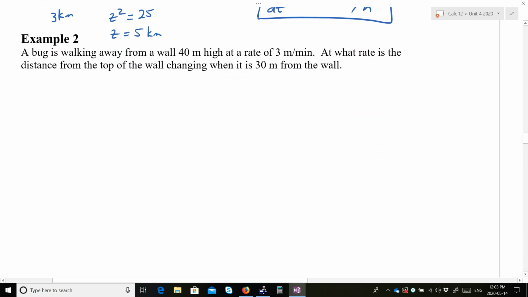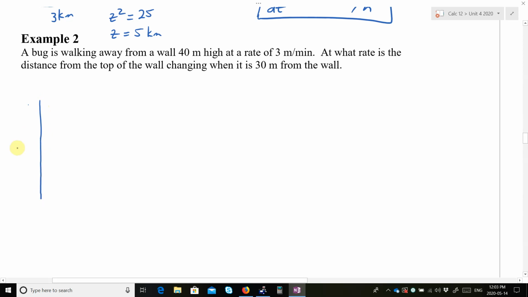All right, let's try example 2. A bug is walking away from a wall 40 meters high at a rate of 3 meters per minute. At what rate is the distance from the top of the wall changing when it is 30 meters from the wall? Okay.